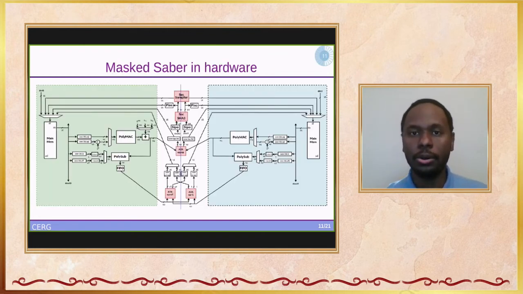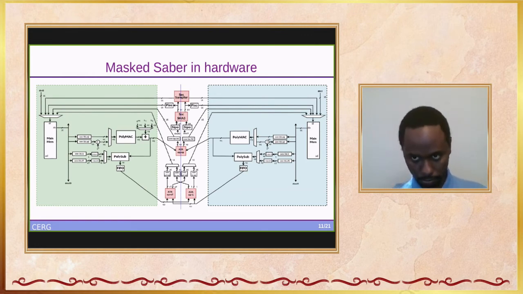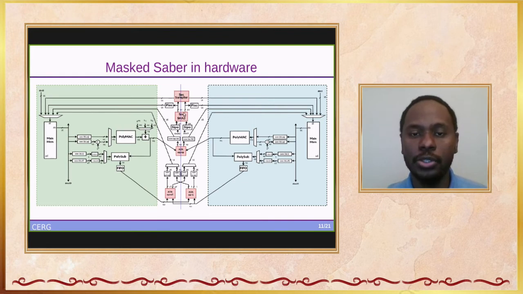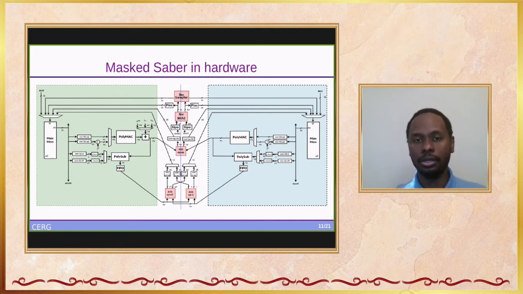So this is how our Masked Saber design in hardware looks. You'll notice that it looks like 2 copies of the unprotected data path, on the right and the left. These can process 1 share securely, and you don't have to mix the shares. However, we have these units highlighted in red here in the middle. All of these units have nonlinear operations inside of them. So in nonlinear operations, you need to mix the shares.